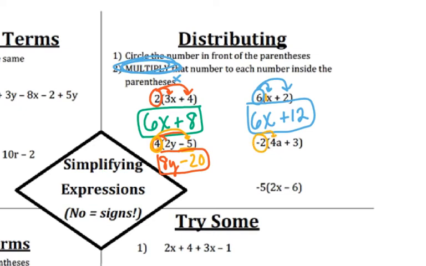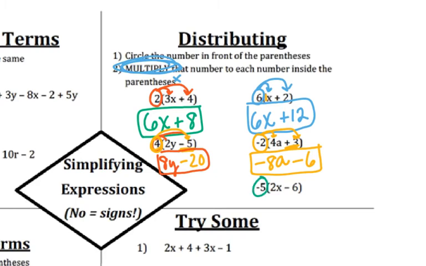Next one. Negative 2 times 4 is negative 8 with an A. Negative 2 times positive 3. Use Desmos to help you if you need to. Negative 2 times a positive 3 is a negative 6.